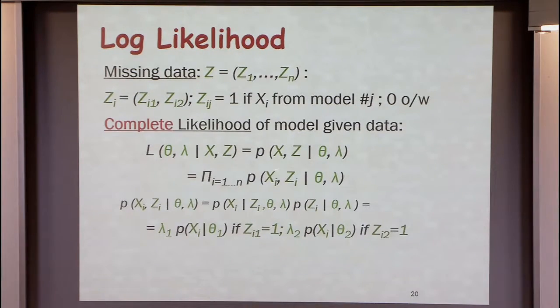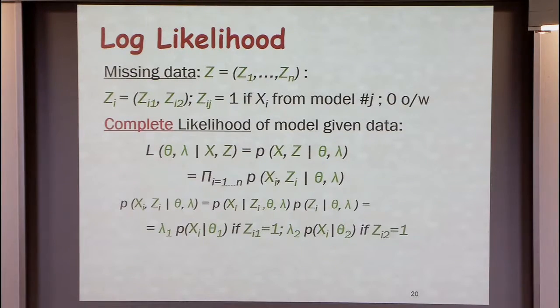Since the X_i's, the Elmers, are independent, we can write it as a multiplication over all of the X_i and Z_i, given the parameters theta and lambda. Now we can use the chain rule and calculate the probability of observing X_i given Z_i. Given Z_i, we know if it is from model 1 or model 2, so we can calculate the probability of observing that Elmer, and then we multiply by the probability of Z_i. Z is an indicator variable, so if Z_i1 is 1, we have this probability, and if Z_i2 equals 1, then we have the other model's probability.